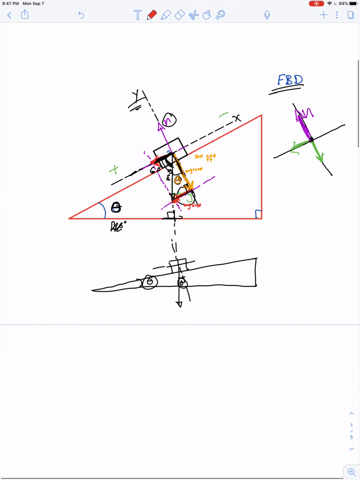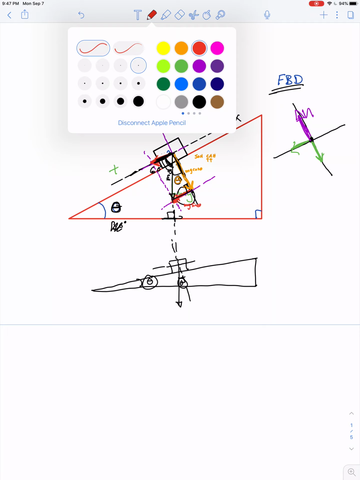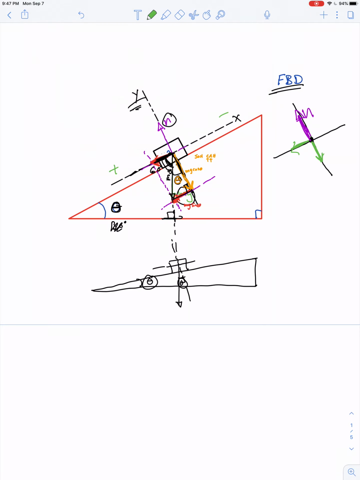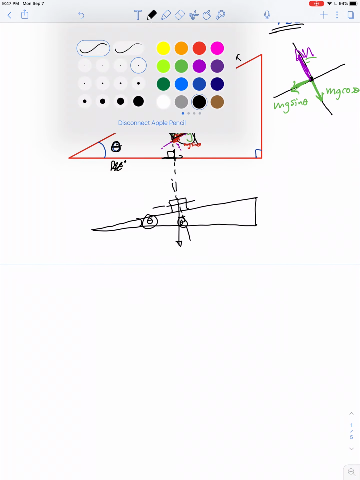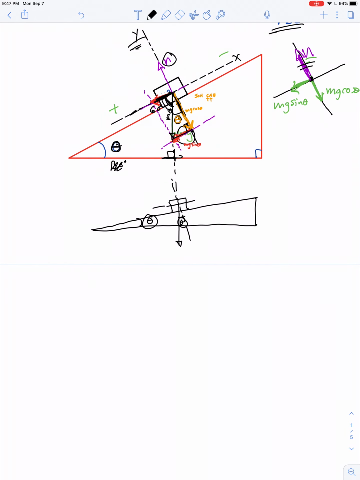All right, so where were we? On our resolved free body diagram, there's a component mg cosine theta that points opposite the normal force, and there's a component of gravity, or the component of the weight of the block, mg sine theta, that points parallel to the incline.